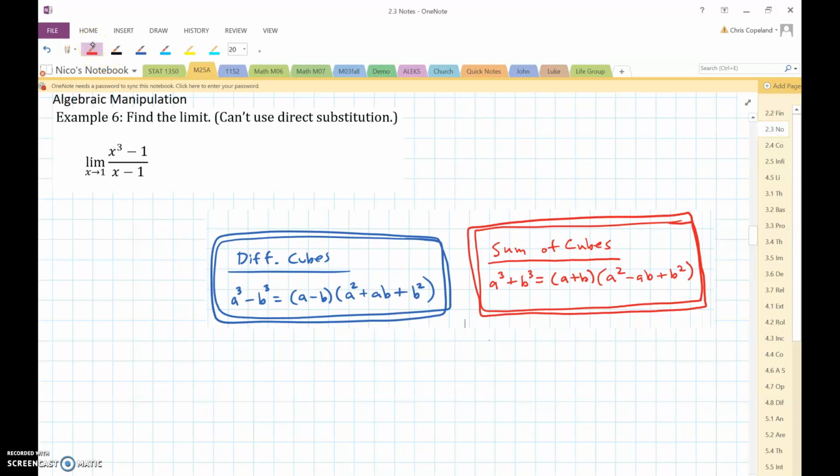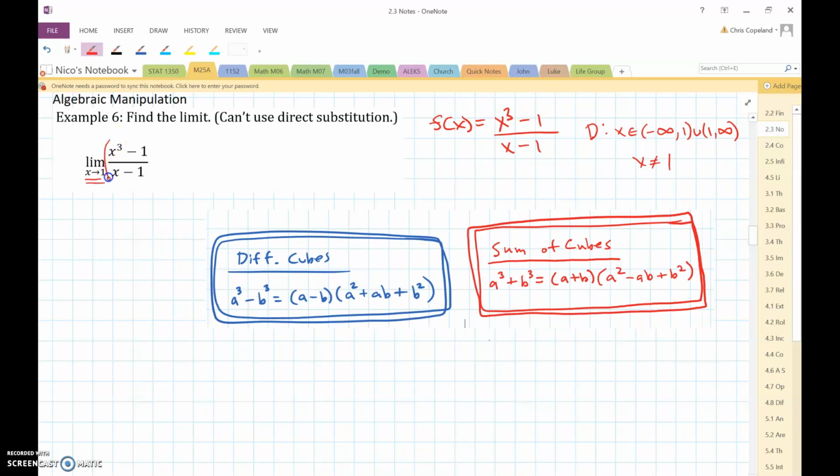Okay, in this example 6, find the limit, and we'll look at why we can't use direct substitution. So we've got the limit of this function as x approaches 1. In order to use direct substitution, we look at the domain of this function. X can be any element between negative infinity and 1, and from 1 to positive infinity. The only value that x could not be would be 1, because 1 would make the denominator undefined. So that's the problem here. X is approaching 1, so we can't use direct substitution here.